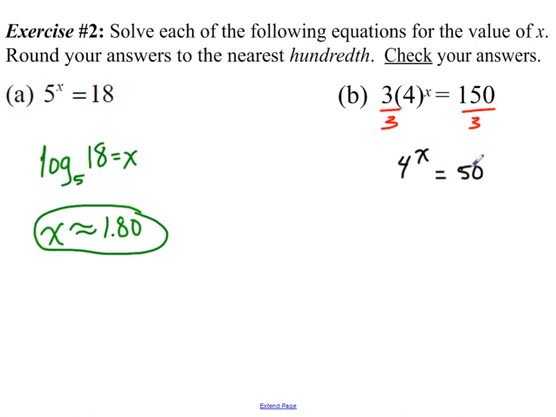Let's consider what that answer could be. 4 squared is 16. 4 cubed is 64. So I'm thinking it's somewhat near 3. Let's find out. We're going to go log form here. Log base 4 of 50 equals x. Exponent becomes the log. Base is the base. Okay, the power is the argument. Grab the calculator.